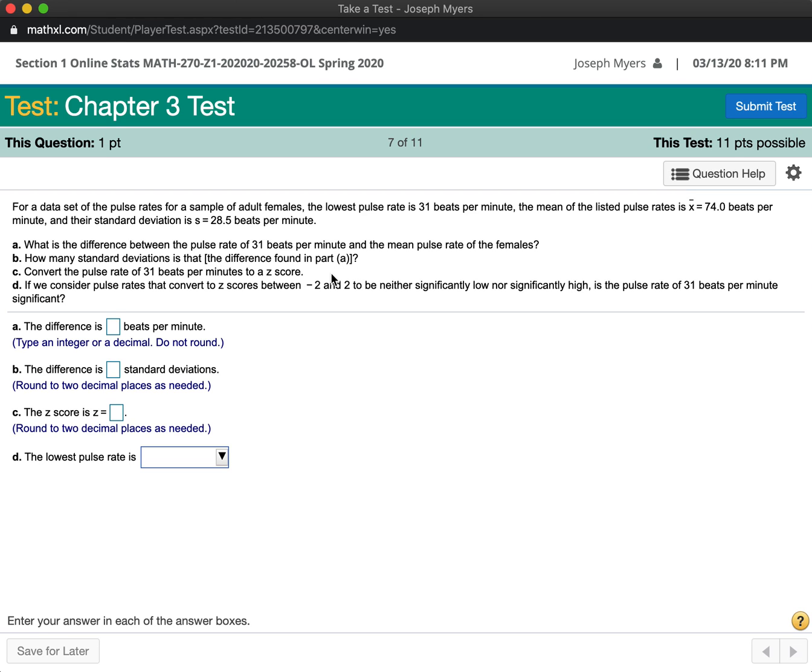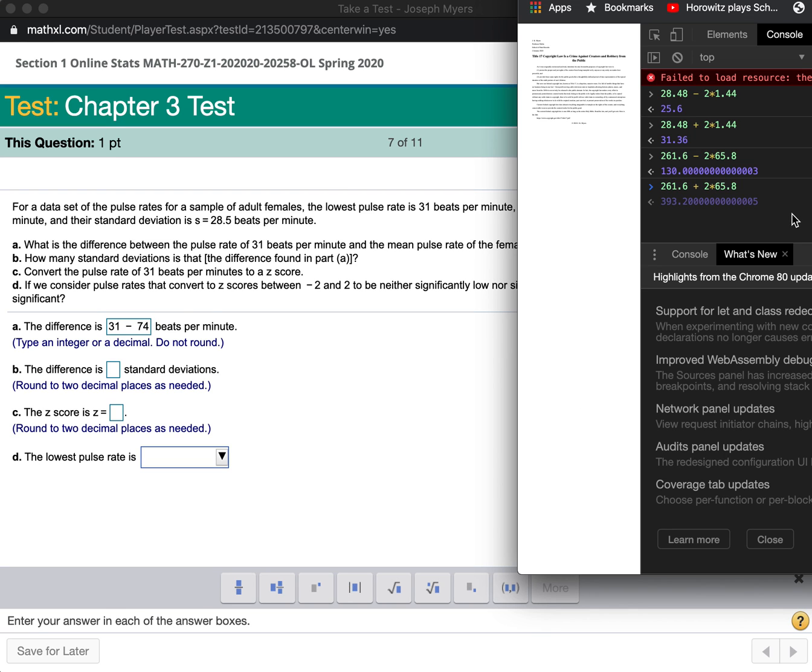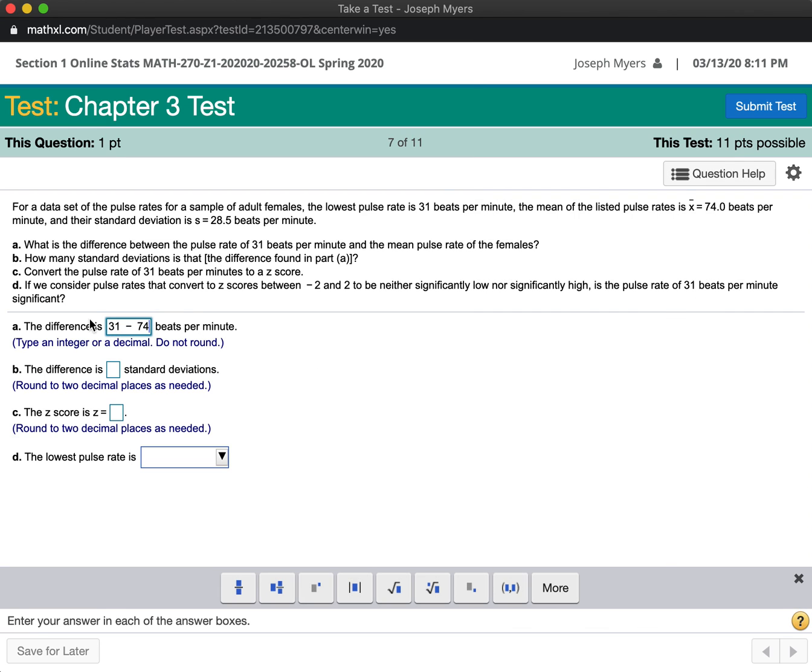So this one says, what's the difference between the pulse rate of 31 beats per minute, 31, minus the mean pulse rate of females, which is right here. The mean, it says, is 74. So 31 minus 74, that's -43. 31 minus 74 equals -43.